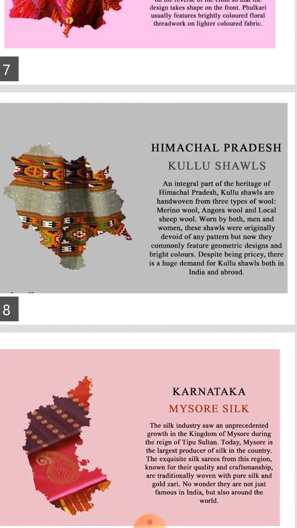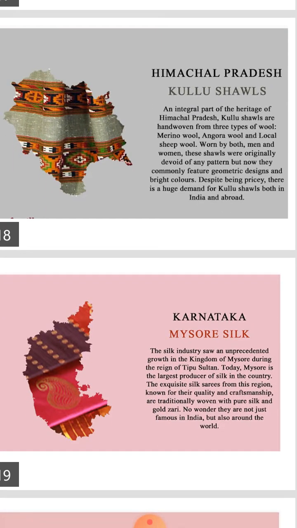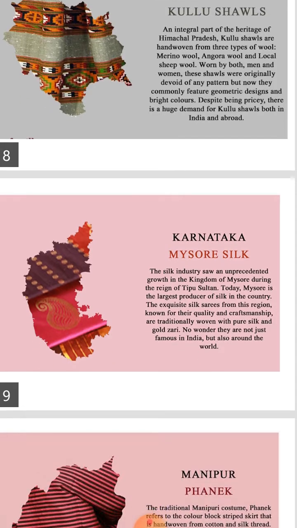Next, moving to Himachal Pradesh, Kullu shawls, an integral part of the heritage of Himachal Pradesh. Kullu shawls are handwoven from three types of wool: merino wool, angora wool, and local sheep wool. Worn by both men and women, these shawls were originally devoid of any pattern, and now they commonly feature geometric designs and bright colors. Despite being pricey, there is a huge demand for Kullu shawls both in India and abroad.